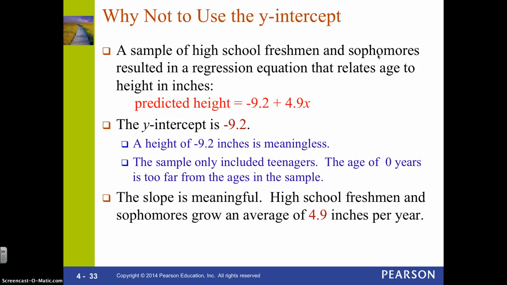Okay, I can interpret the slope. The slope is 4.9. It's the number in front of your x, and this x will actually be the age, or it's an equation that relates age to their height. So the predicted height is, and I can put age right here. So high school freshmen and sophomores grow an average of 4.9 inches per year. So if x increases by 1, that means if their age increases by 1, then their height's going to increase by the slope, which is 4.9.